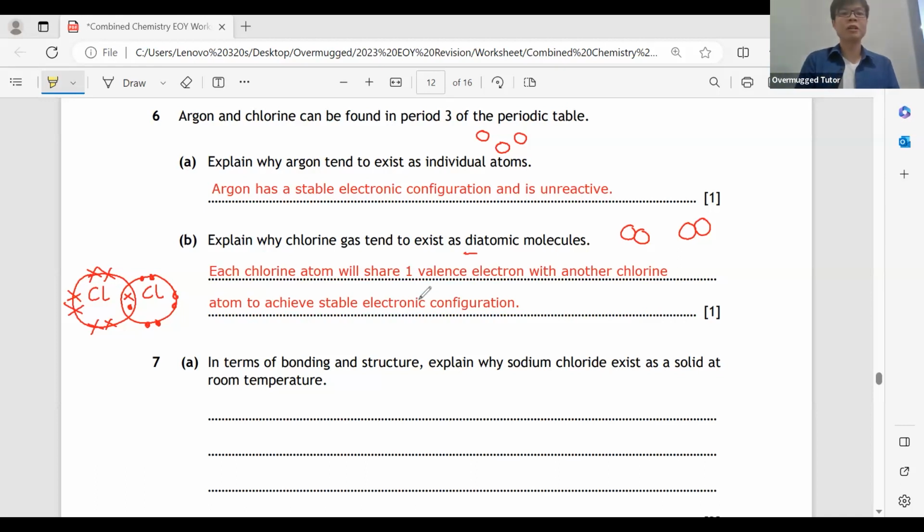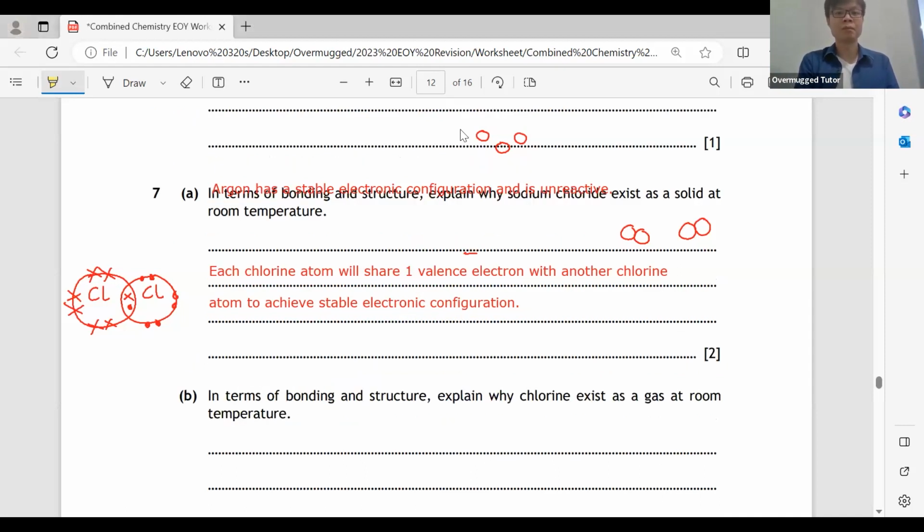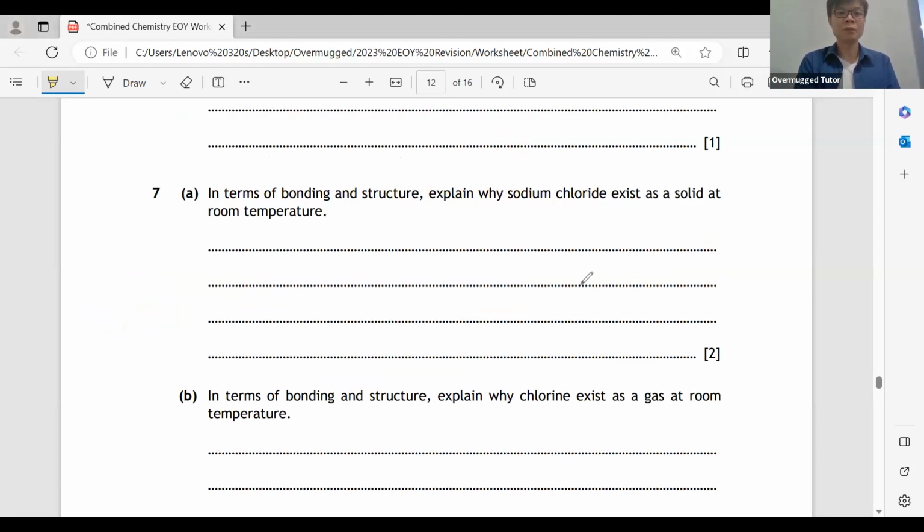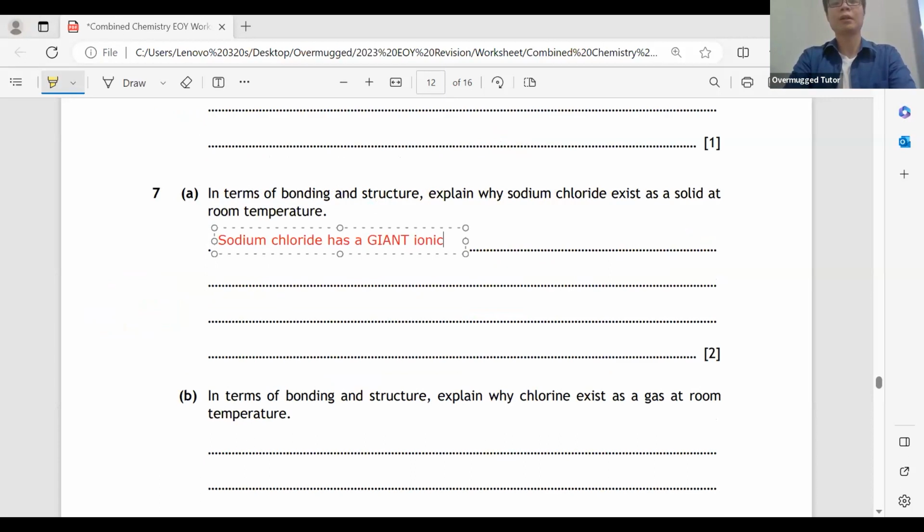Okay, next. In terms of bonding and structure, explain why sodium chloride exists as a solid at room temperature. Okay, bonding and structure. So there is some form of template to this. Tell me about the structure first. In combined science, there are only two. Sodium chloride has a giant ionic lattice structure. Okay, lattice is double T.